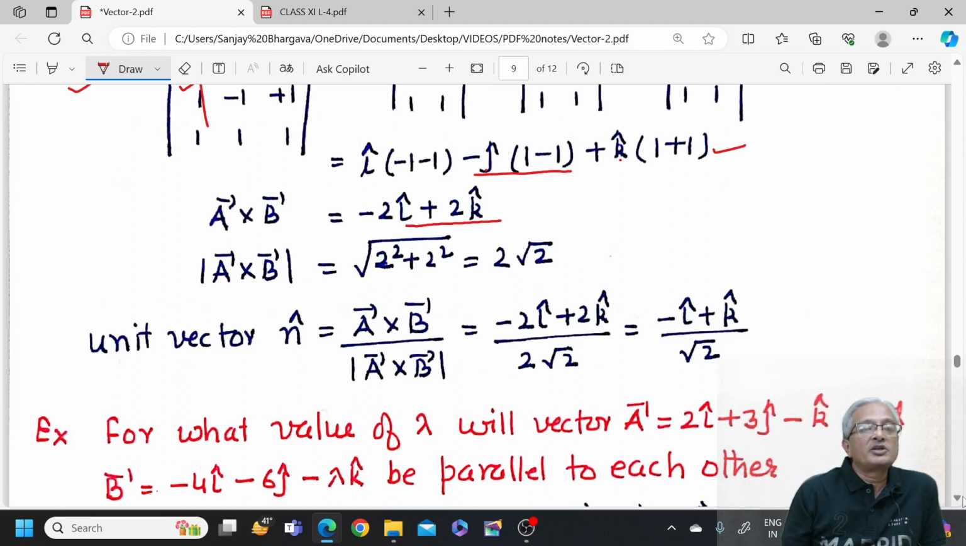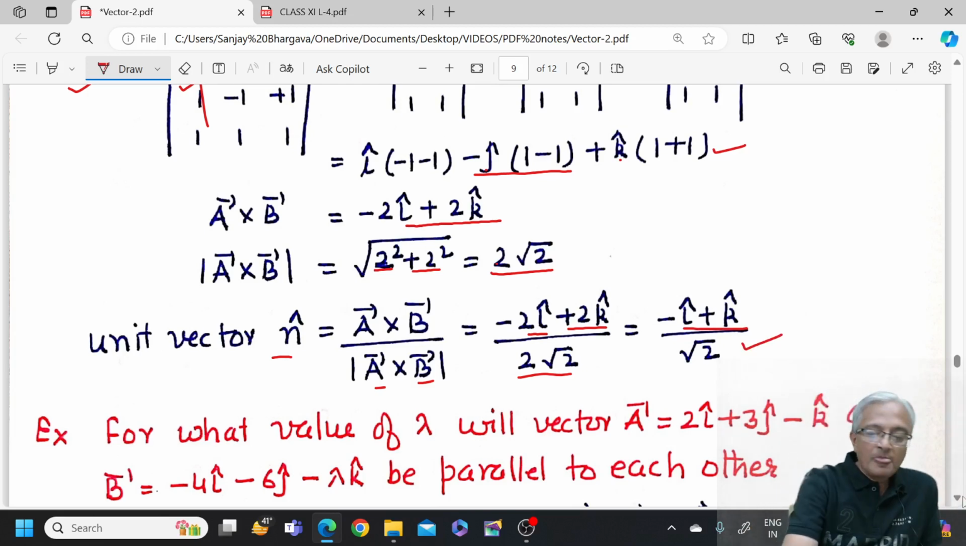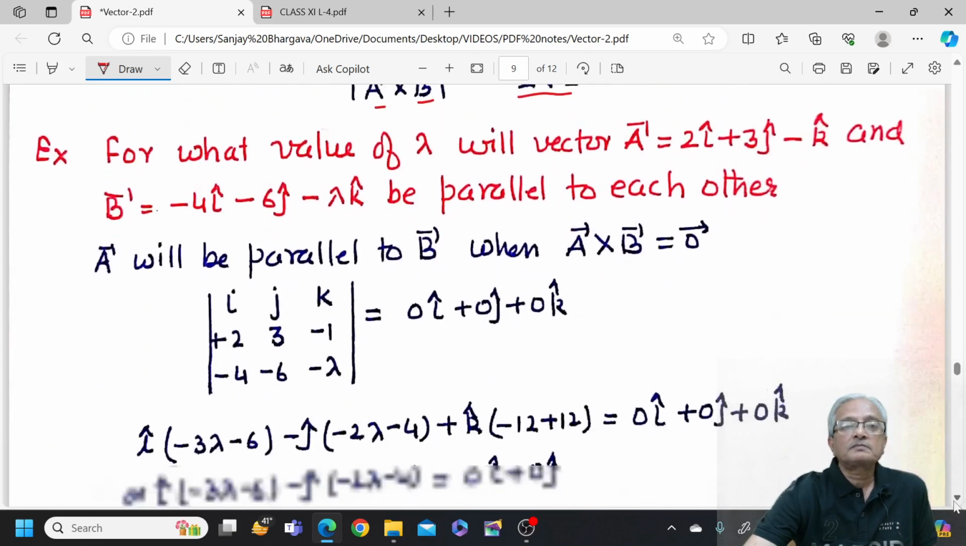So what would be the magnitude? Under root 2 square plus 2 square, that is 2 root 2. Unit vector n cap would be a cross b upon magnitude of a cross b. So minus 2i cap plus 2k cap upon 2 root 2. So this is minus i cap plus k cap upon root 2. This is the unit vector which is perpendicular to both a vector as well as b vector.